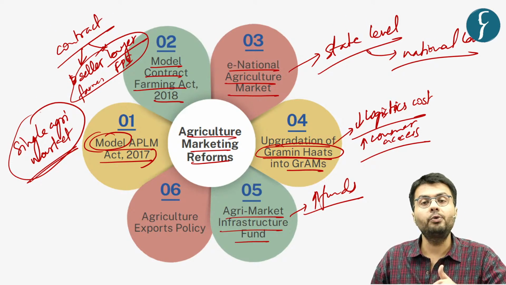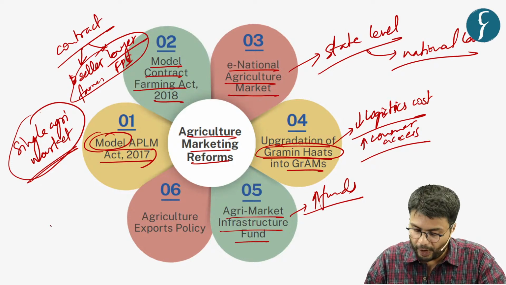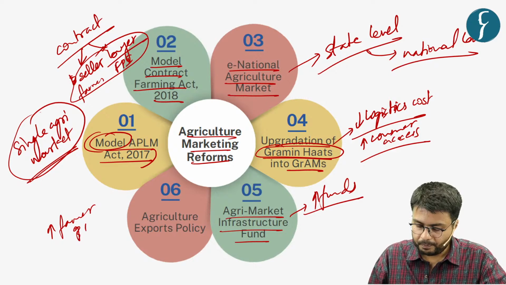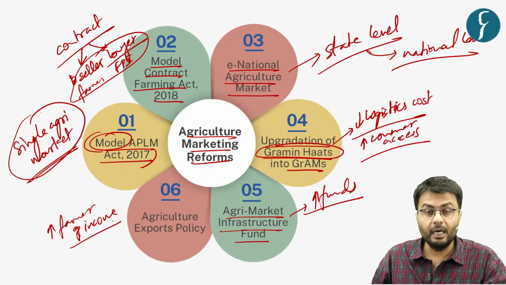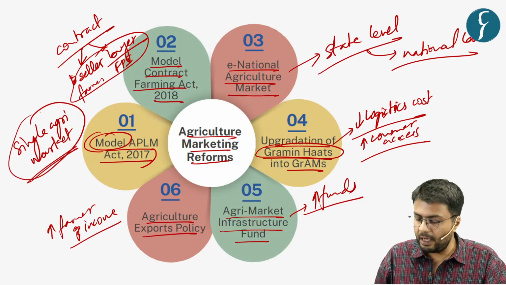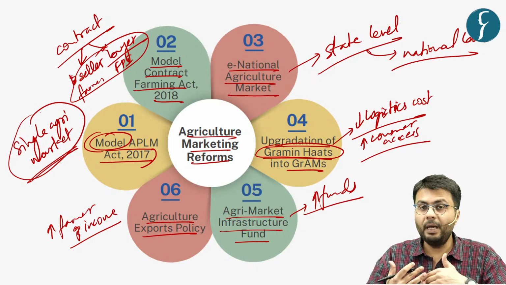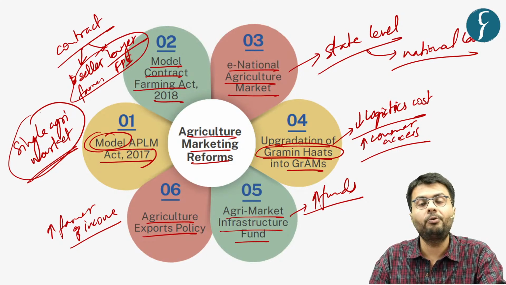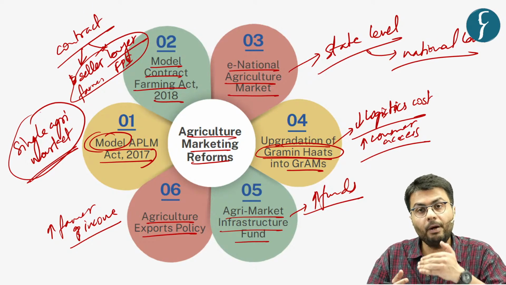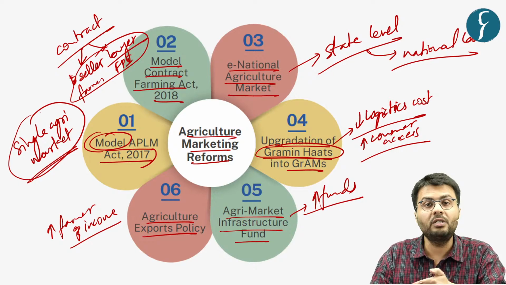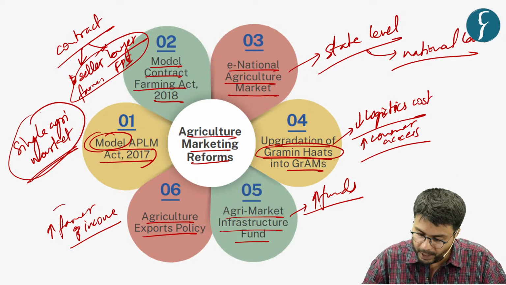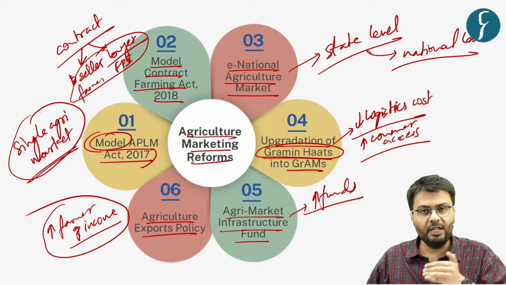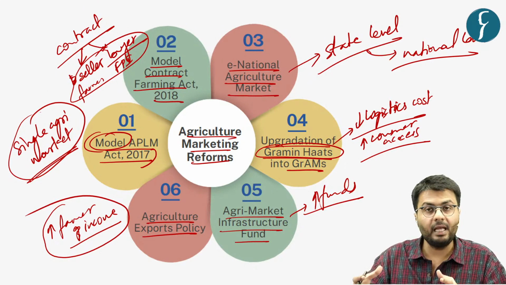Further, in order to increase the incomes of farmers, the government brought forward an agricultural exports policy, because this policy will enable farmers not just to sell their agricultural produce in the domestic market, but also sell this produce into export markets, which will lead to increased farmers' income. So these were the recent reforms that have been taken by the government.